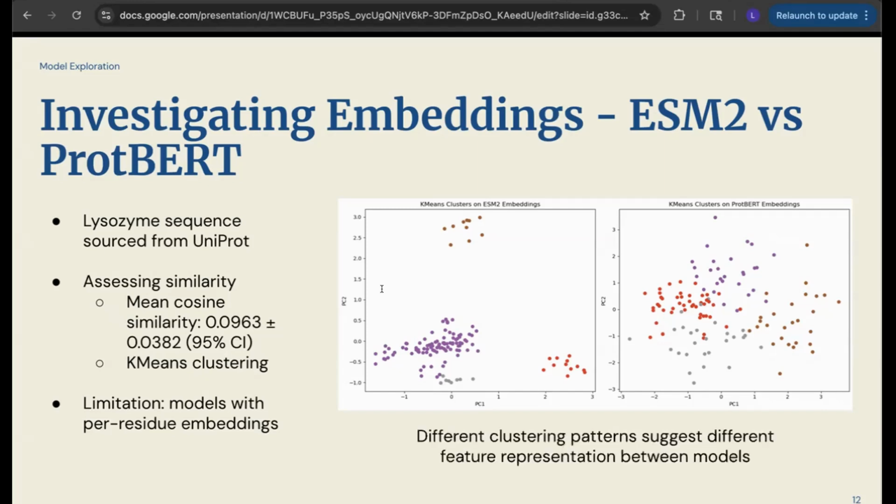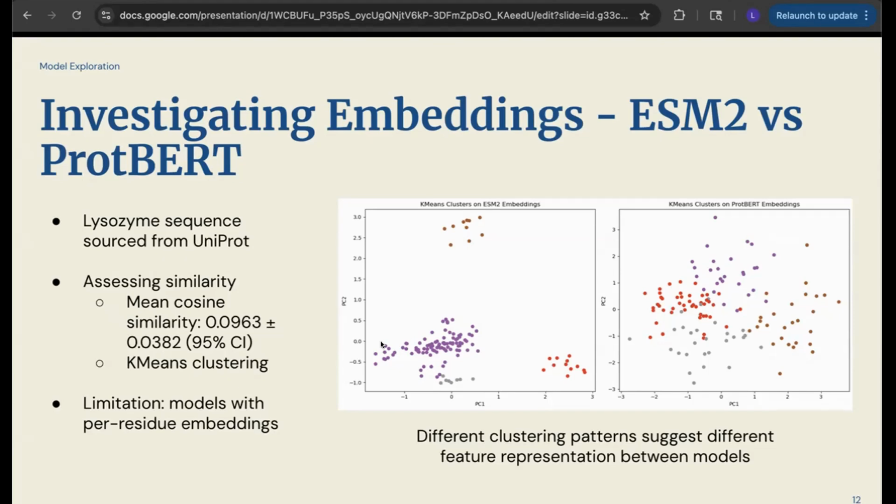And as you can see here as well, the different clustering patterns suggest very different feature representations between models, for example, the ESM2 clusters. There are kind of three major clusters that you can make out, whereas in the ProtBERT embeddings, it's a little more complicated. So this led me to believe that these models are capturing very different things about the same amino acid sequence, which they then use for downstream tasks such as prediction of structure, function, and interaction.